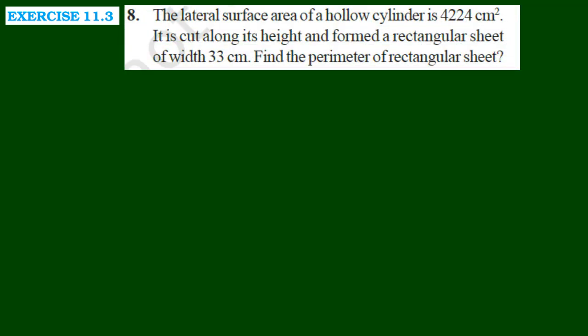The lateral surface area of a hollow cylinder is 4224 centimeters square. It is cut along its height and formed into a rectangular sheet of width 33 centimeter. Find the perimeter of the rectangular sheet. So here you should understand how a rectangular sheet can make a cylinder. What is the relation, the connection between them? So let us see.